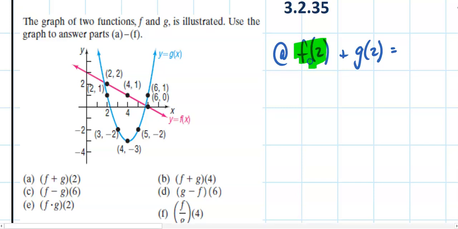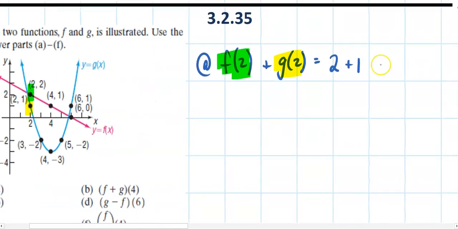But f evaluated at 2, well, that's this key data point. I'm looking at 2 on the x-axis, and I'm looking at the y result for that function. And then g evaluated at 2 is this position right here. So again, I'm looking at 2 on the x-axis and determining the y value at that. f of 2 ended up equaling 2. g of 2 ended up equaling 1. So f plus g evaluated at 2, I would argue, is equal to 3.